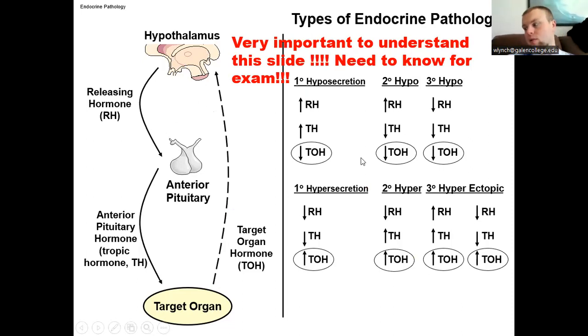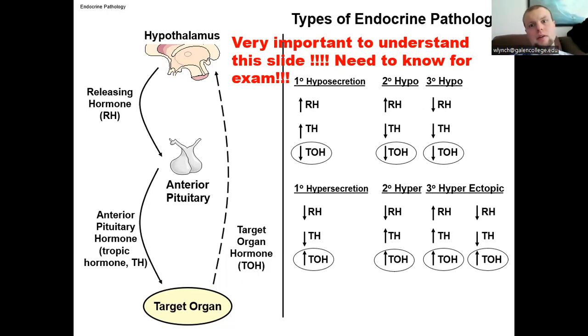Now, types of endocrine pathologies. Endocrine pathologies are relatively common. We hear of hypo or hyperthyroidism all the time. So in the example of thyroidism, here we can see our types. This is either first, second, or third degree hypo or hyperthyroidism. Hyper means oversecretion. Hypo means undersecretion.